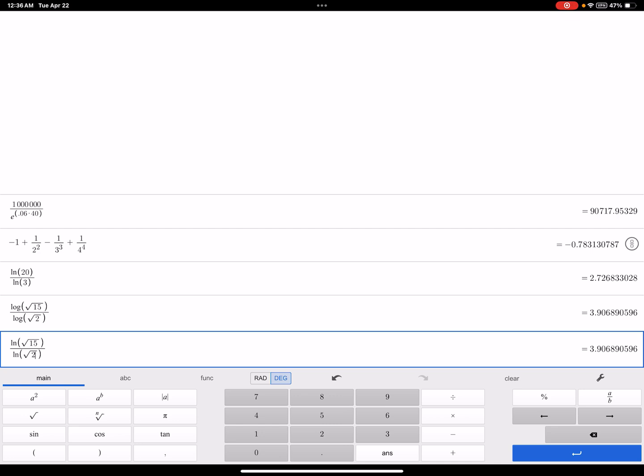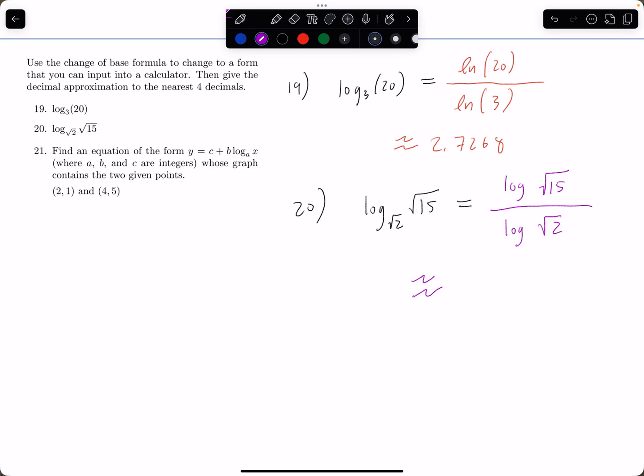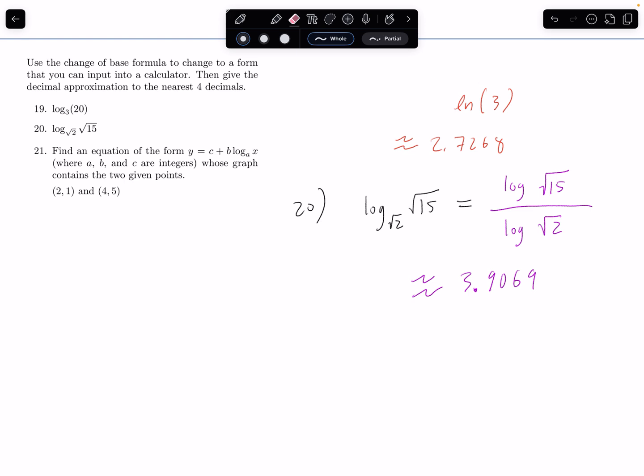3.90689, or to the nearest ten-thousandth, 3.9069. Okay, there you go. About 3.9069. That was number 19 and 20. So now we know how to use the change of base formula for that.